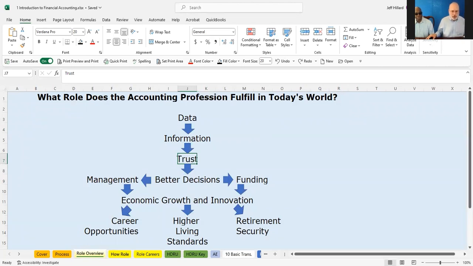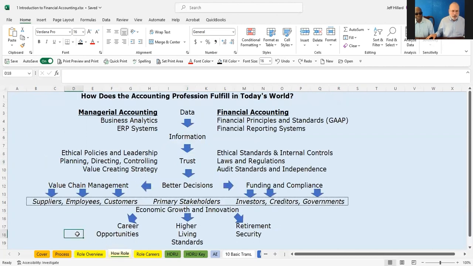And so really, I'm going to run through this fairly quickly, but you can take a look at this detail in a more relaxed way. We have financial accounting, the first course of practical accounting on the right side, also known as Principles 1, okay, and managerial accounting, sometimes known as Principles 2. And we're using financial principles and standards and reporting systems and ERP systems and business analytics, which is a really hot field right now. And so that's how we turn data into information.